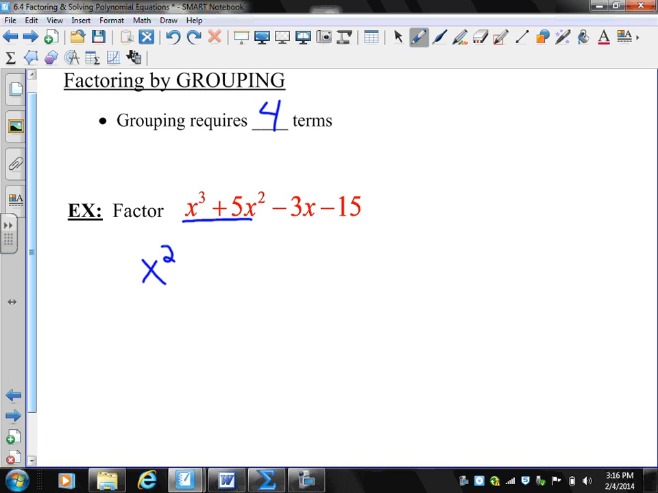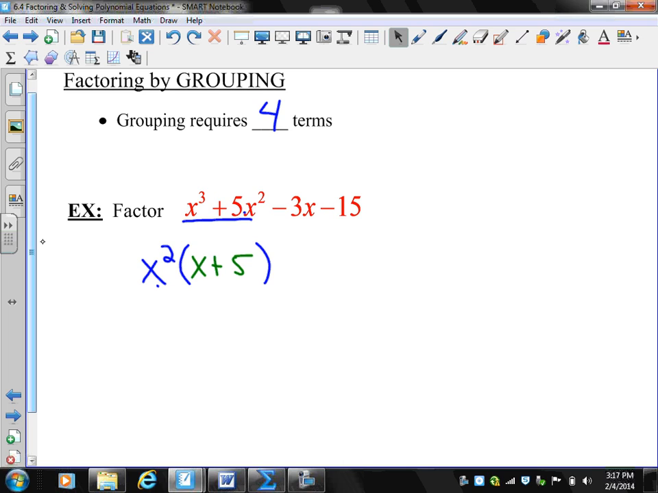When I do that, what are we left with? Well, x squared times what gives me x cubed? That's going to be x. Okay, x squared times what gives me 5x squared? That's going to be 5. So I'm going to be left with an x plus 5 on the inside. And now we're going to move over to, and pardon me, I'm going to change my color here. You'll see why momentarily. This is x plus 5.